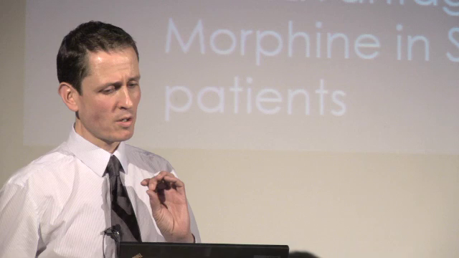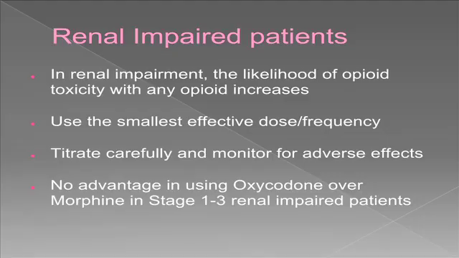A quick mention for patients with renal impairment. If somebody has significant renal impairment, there is an increased chance of them running into toxicity with opioids. So think carefully about whether they need them at all. Use the smallest effective dose, and in this situation we would recommend not using long-acting preparations in the first instance.